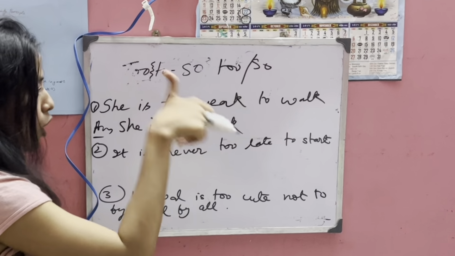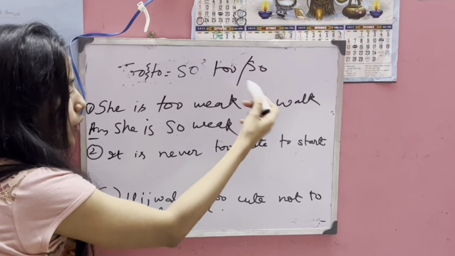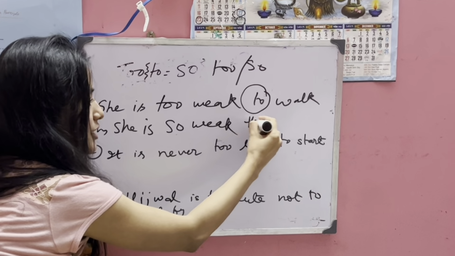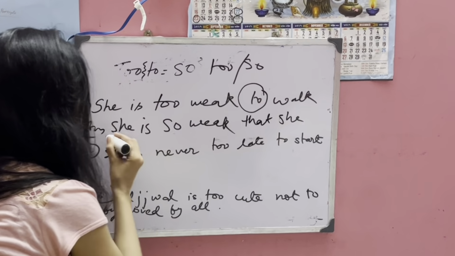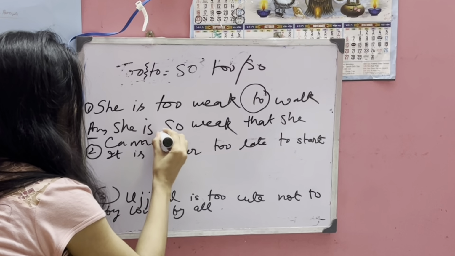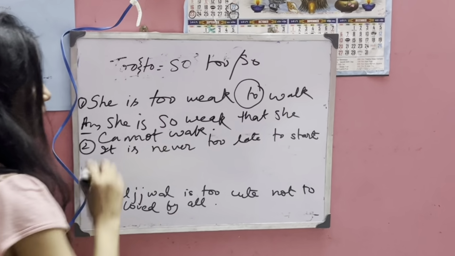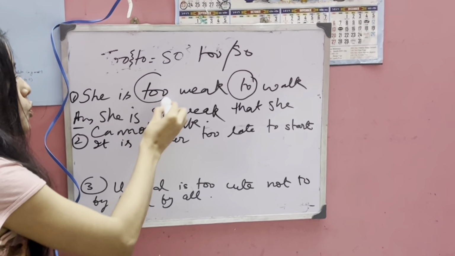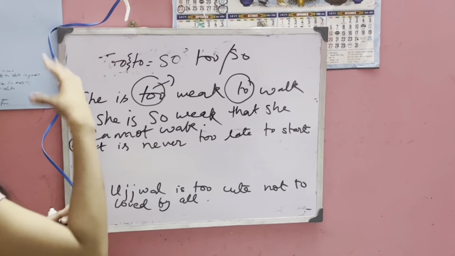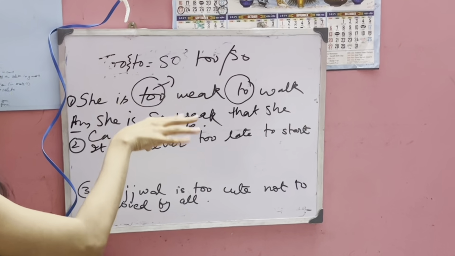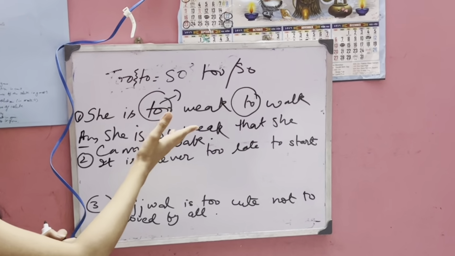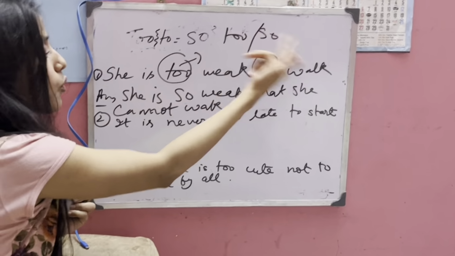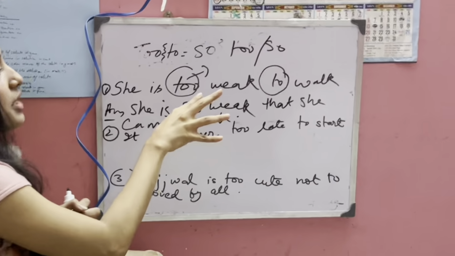There is no, not, no, none. So we are going to replace this to by she is so weak that she cannot walk. Okay, which means that she is very weak, so she cannot walk. This too means extreme point. Very. This too means extremely, very. So she is so weak. Okay, she is very weak. She is extremely weak. So she is too weak to walk.